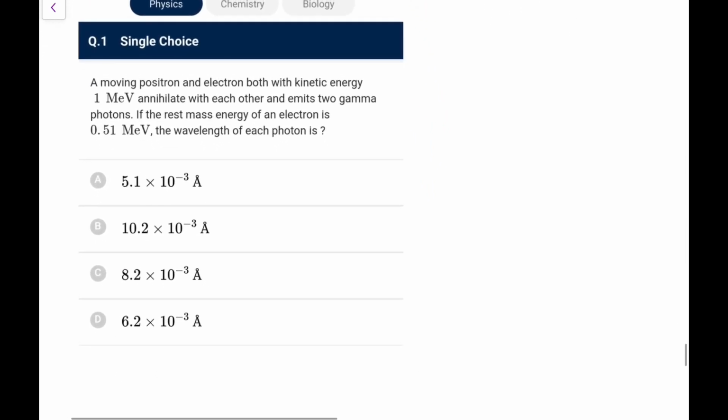Next one. A moving positron and electron, both with kinetic energy 1 MeV, annihilate with each other and emit 2 gamma photons. The rest mass energy of an electron is 0.51 MeV. The wavelength of each photon will be. So both have kinetic energy 1 and annihilate each other. The rest mass energy is also 0.51. So the total energy that would be released would be 1 plus 1 plus 0.51 plus 0.51. So a single gamma would be 1.51 MeV. Total energy is double, so a single gamma will have this much energy.